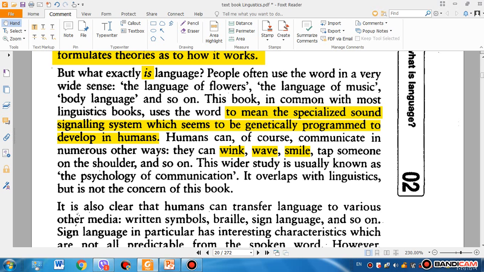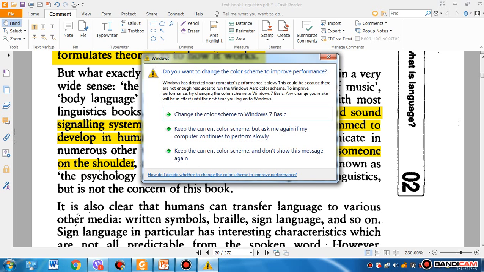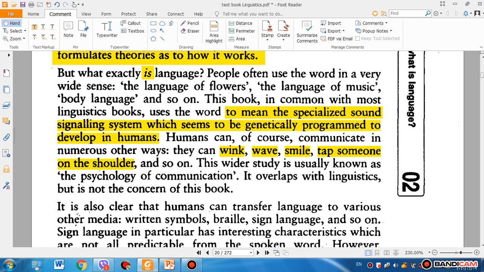And at the same time, you can tap someone on the shoulder. For example, you do this. You tap on one person's shoulder. It means bravo, you did a good job. So this tapping, when you touch somebody's shoulder, may, in our culture, mean bravo.